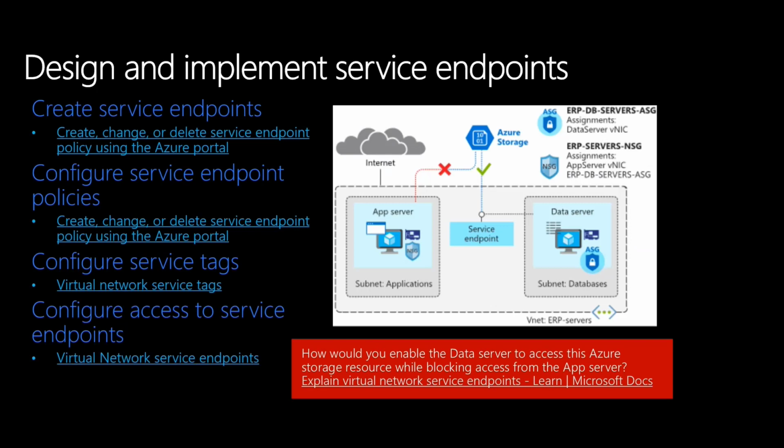Service endpoint policies allow you to filter virtual network traffic to specific Azure resources over service endpoints. So you might be asking yourself, how is a private endpoint different from a service endpoint? We talked about private endpoints just a moment ago. How is that different from a service endpoint?